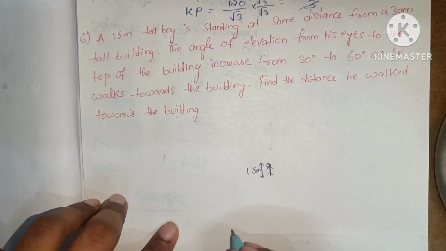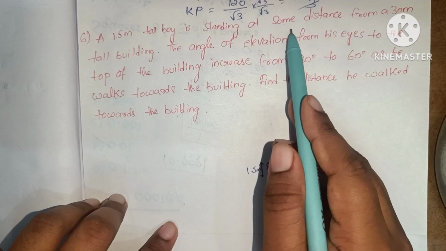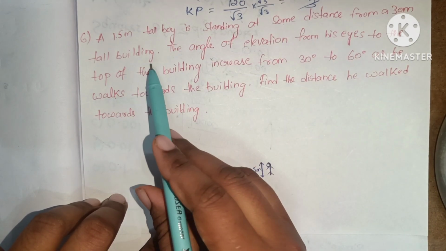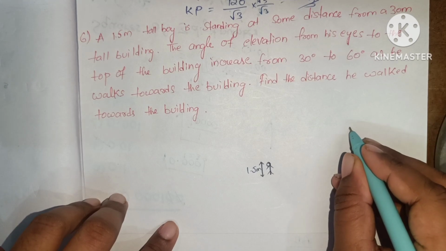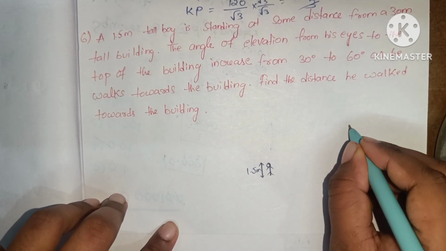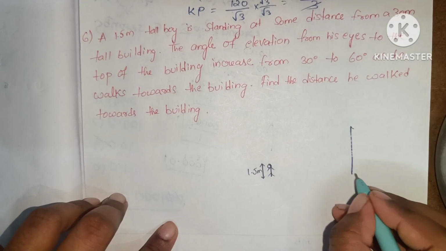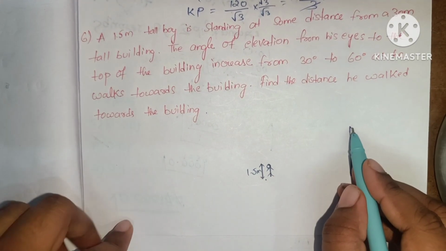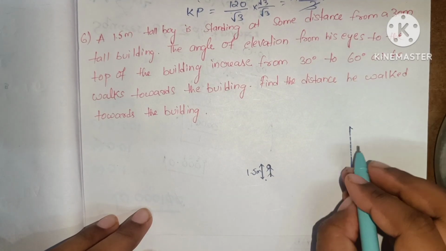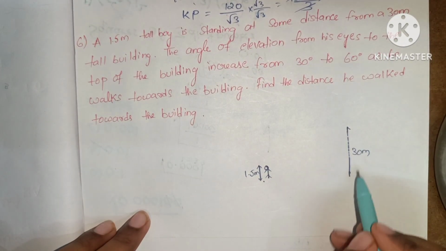A 1.5 meter tall boy is standing at some distance from a 30 meter tall building. Here one building was there. Whether it is a building or a pole, anything, you will denote it with a straight line. So this building height, how much is given? 30 meters.